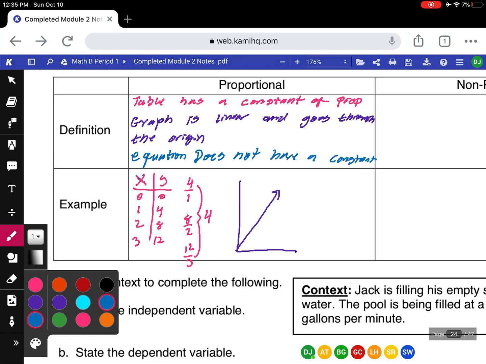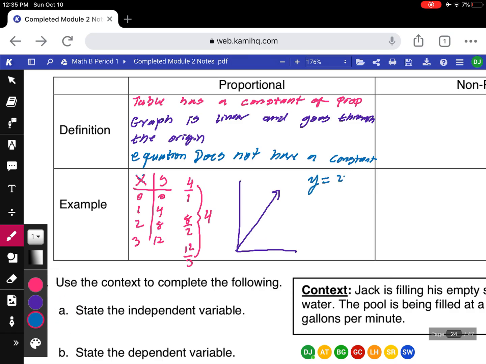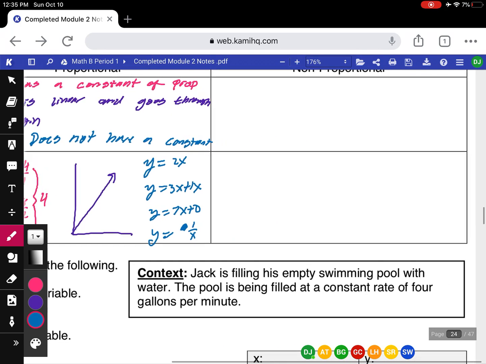And the last example would be if we looked at the equations, we'd have something like y equals 2x, or y equals 3x plus 1x, or y equals 7x plus 0, or y equals 1 over x. Something like that, where there's no adding or subtraction of a constant once it is simplified. So I provided some tricky examples here like the plus 1x and plus 0.